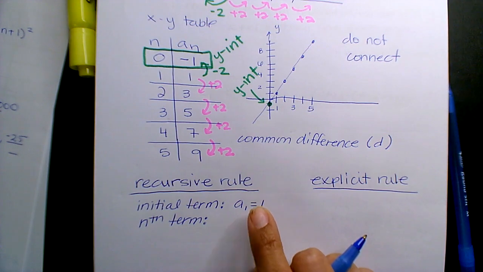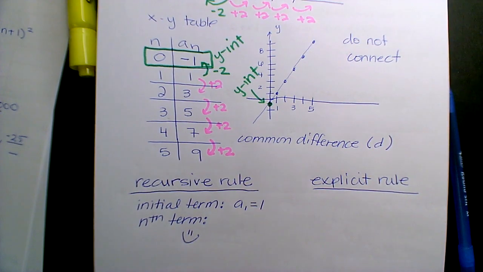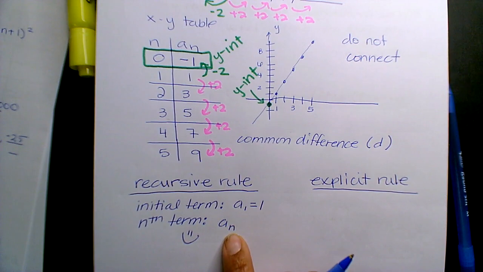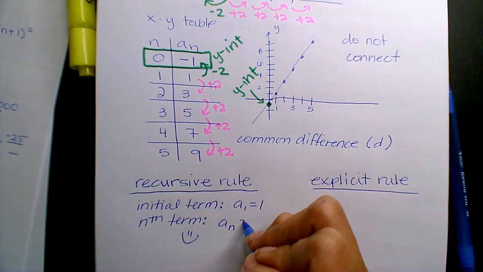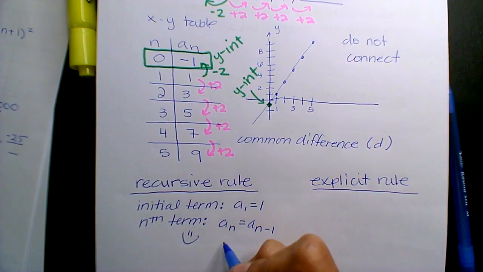So you have to give me that. This is the one you guys sometimes forget to write. The nth term, you guys are great with this. The nth term is a sub n because I want you guys to find the 100th term, the 50th term, the 7th term, right? Okay, it's always the term prior plus the common difference.